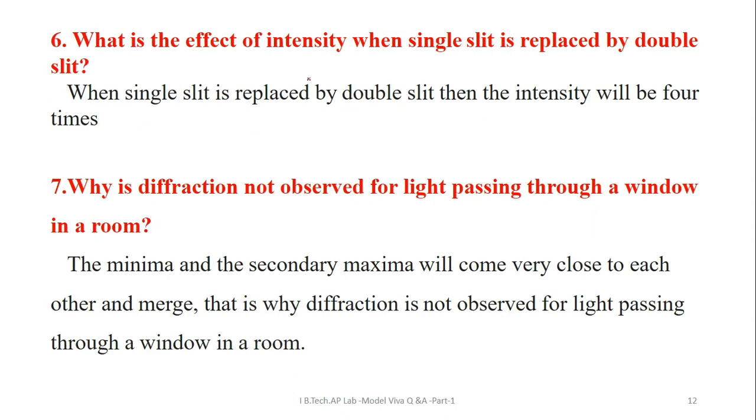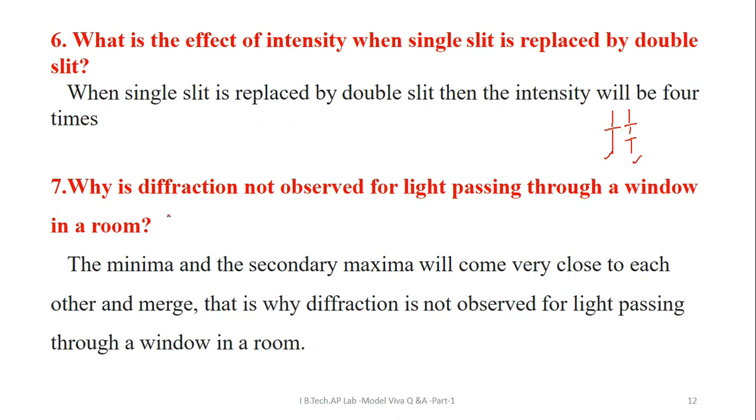What is the effect on intensity when a single slit is replaced by a double slit? A single slit means only one small aperture. If we use a double slit, we have two apertures. This is a single slit, this is a double slit. Whenever we replace it with a double slit, the intensity will be 4 times.